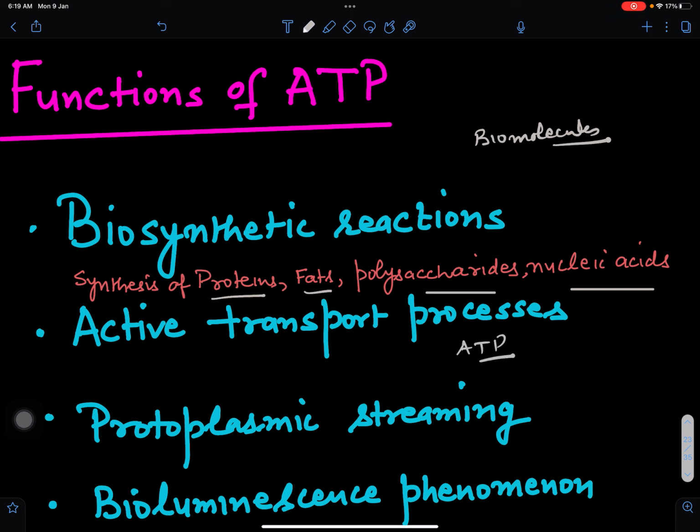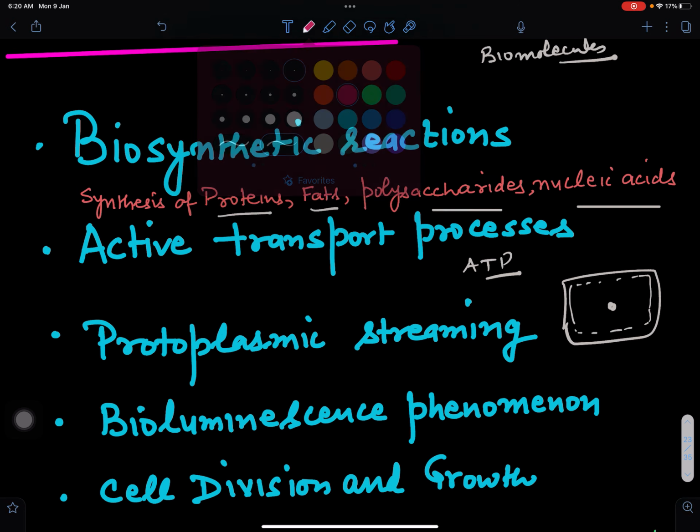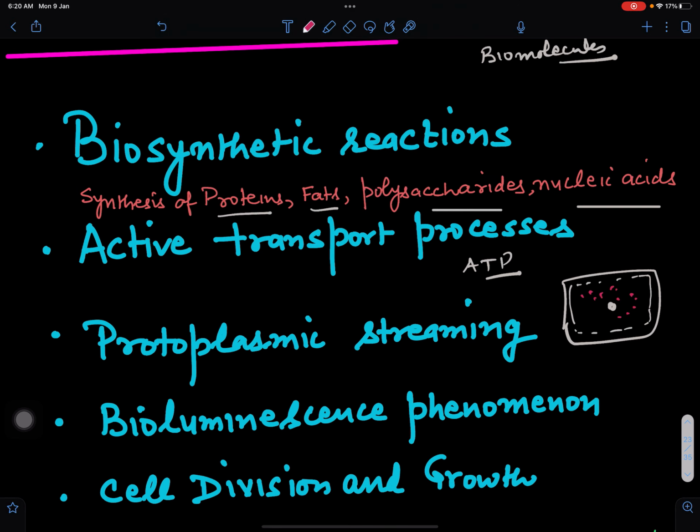So active transport phenomena, even in the animals or across the membranes when there is passage of minerals, needs energy in the form of ATP. Now inside the cell, this is the cell wall and this is the nucleus, and we can see here the membrane, then we have the cytoplasm. Now this cytoplasm can move like this.